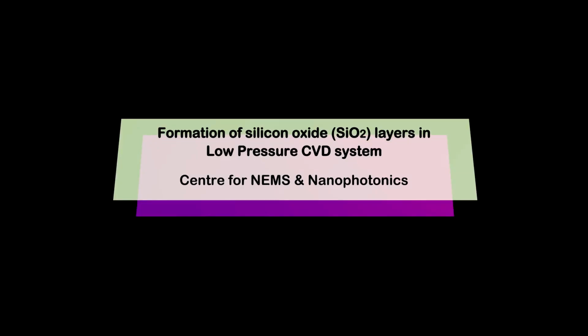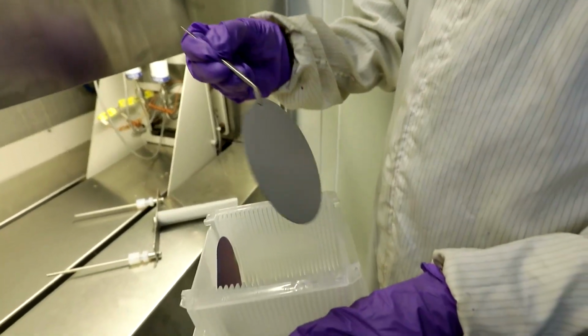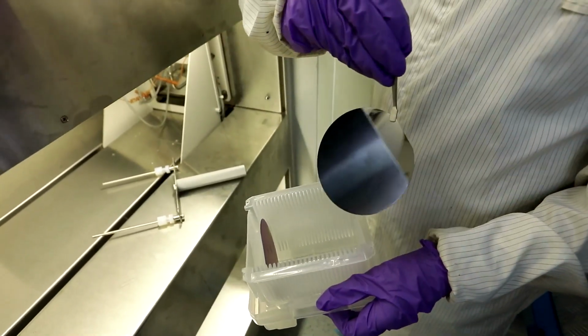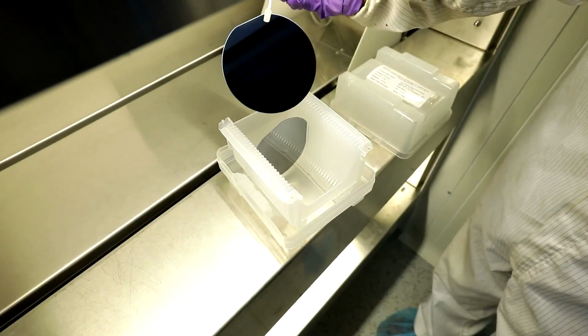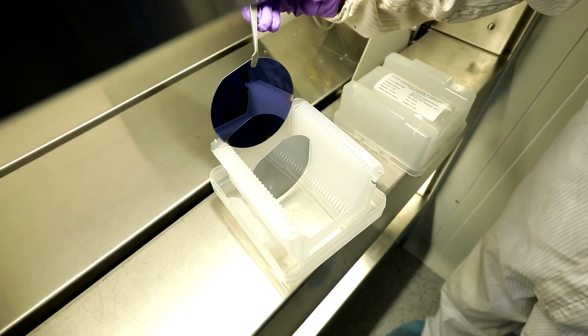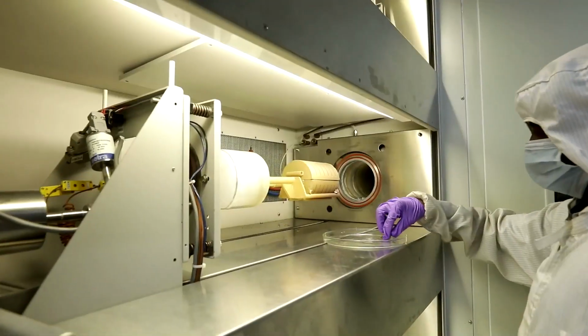Formation of silicon oxide layers in low-pressure CVD system. In semiconductor technology, silicon oxide layers are mainly used as dielectrics in microelectronics and MEMS applications. The simplest way to produce silicon oxide layers on silicon substrates is the oxidation of silicon by oxygen.